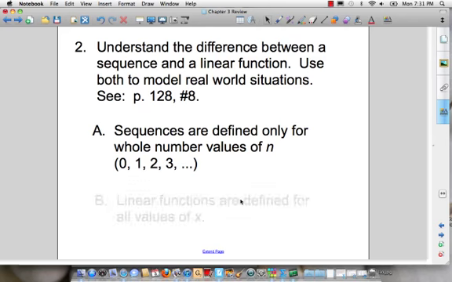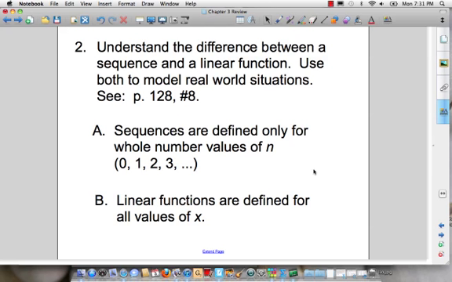On the other hand, a linear function, y equals mx plus b, is defined for all values of x. X doesn't have to be a whole number. The function is defined even when x is a fraction or a decimal. You should be able to decide which is the more appropriate model for different situations. In other words, if I give you a situation, you should be able to say that should be modeled by a sequence, or that should be modeled by a linear function.